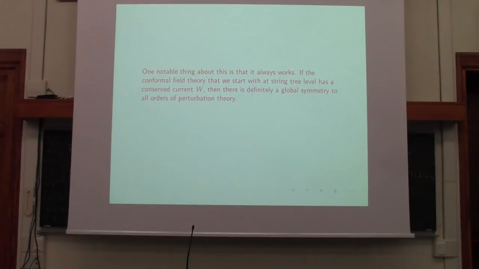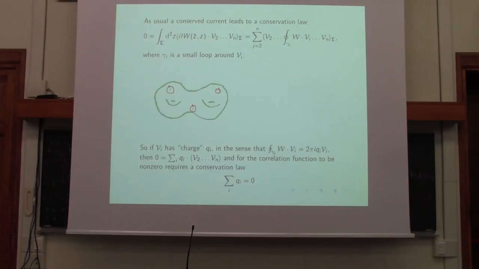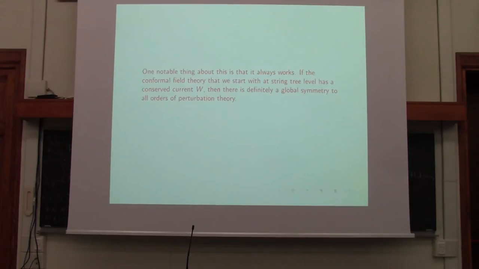So one notable thing about this is that it always works. If the conformal field theory we start with, at string tree level, has a conserved current W, then the argument I just gave works for any genus of sigma. So it gives a global symmetry to all orders of perturbation theory. Symmetry means conserved current. A conserved current in a conformal field theory gives a conserved current in the corresponding string perturbation theory to all orders. It doesn't have to work non-perturbatively, but it works to all finite orders of perturbation theory. There's no way for a Goldstone boson to come in and spoil the Ward identity.